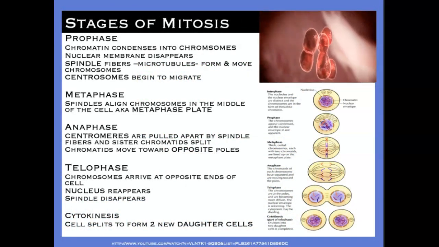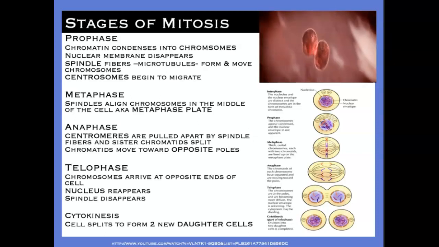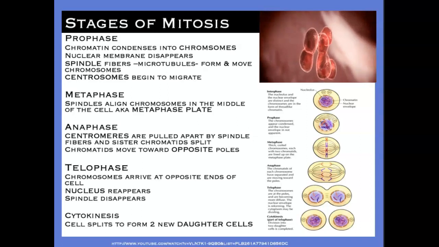In our cells, as the cell prepares or goes into mitosis, there are 4 different stages of mitosis: prophase, metaphase, anaphase, and telophase.